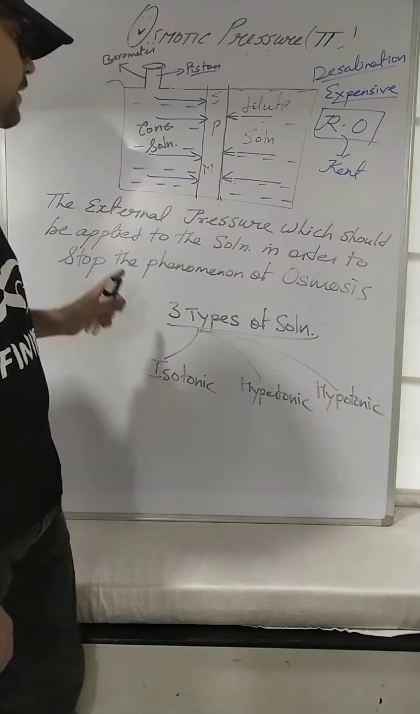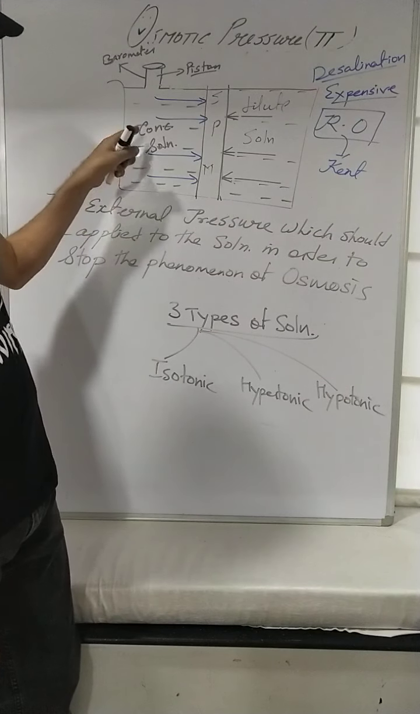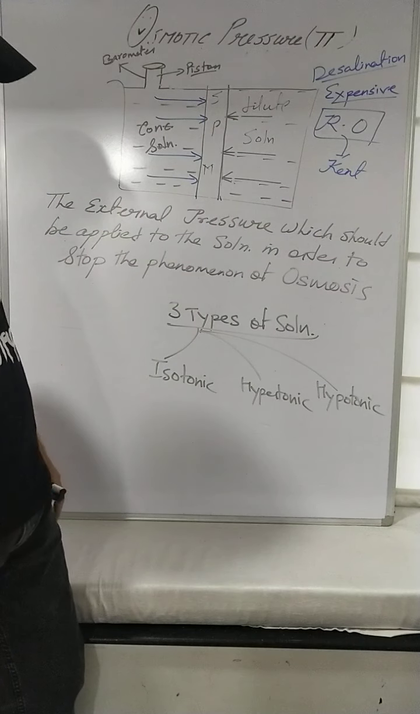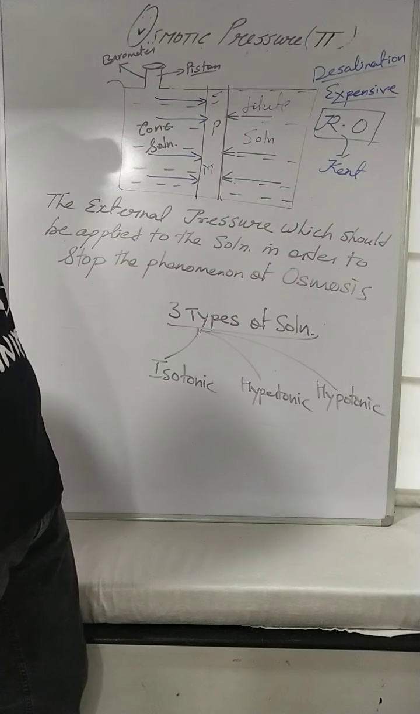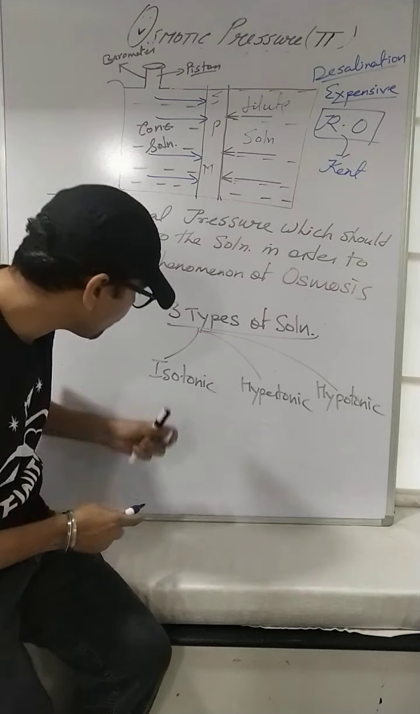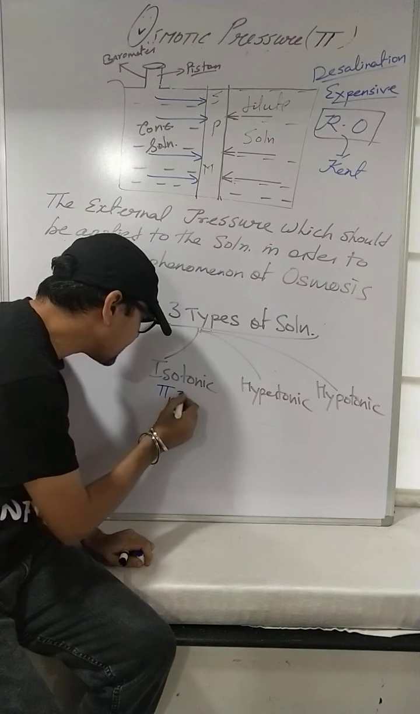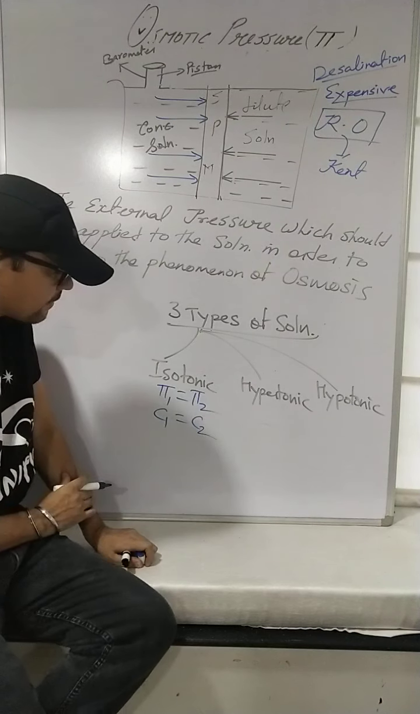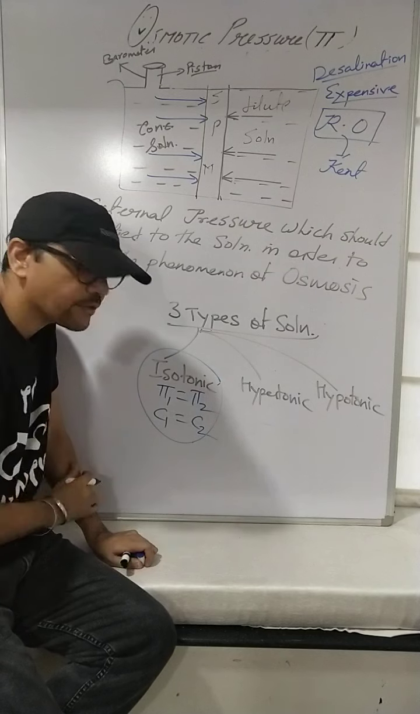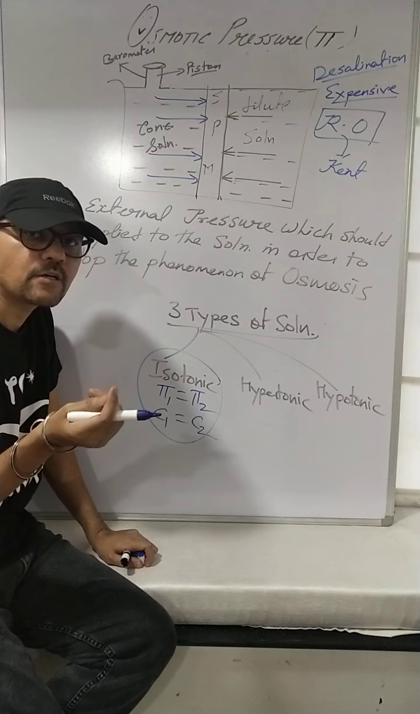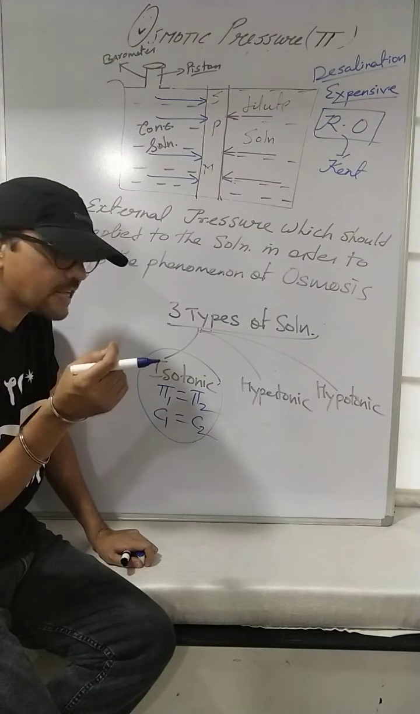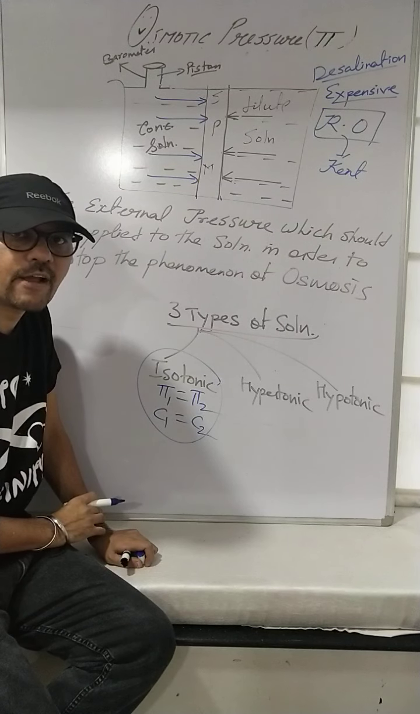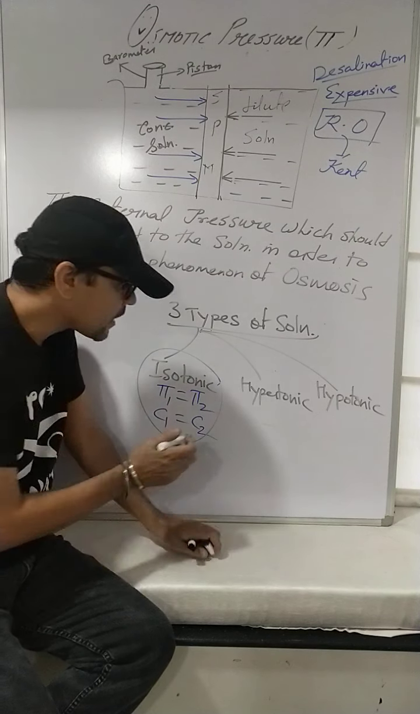I have written the definition. The external pressure which should be applied to the solution in order to stop the phenomenon of osmosis is called osmotic pressure. There are three types of solutions on the basis of osmotic pressure. If pi 1 is equal to pi 2, that means the concentrations of both of them are equal to each other, then it is known as an isotonic solution. Like 0.9% salt solution, as I was telling you, is isotonic with your blood. Then your RBCs will neither shrink nor swell.